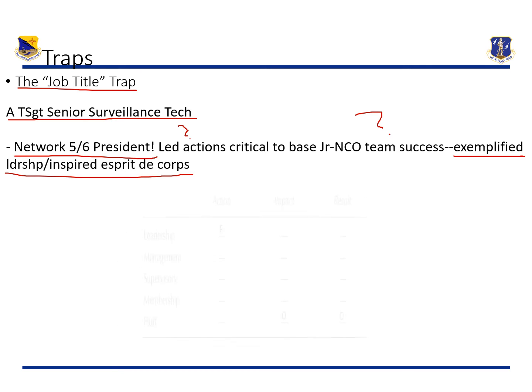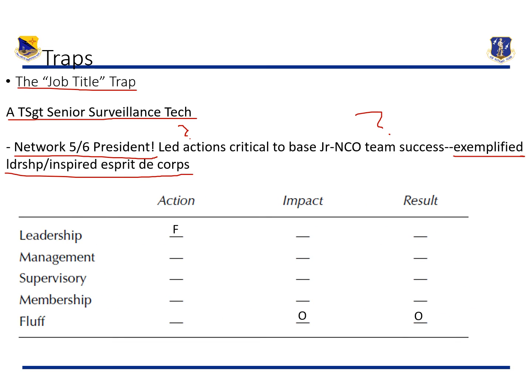It really falls short. It really does. And so when we look at this, guess what? Being the president of the Network 56 is a big deal. So clearly this person as a tech sergeant is performing at the leadership level because he's leading teams. But this bullet action falls short, in my opinion, as fluff, but not because the statement itself is fluff. It's because all of the other information that supports that statement is not there.